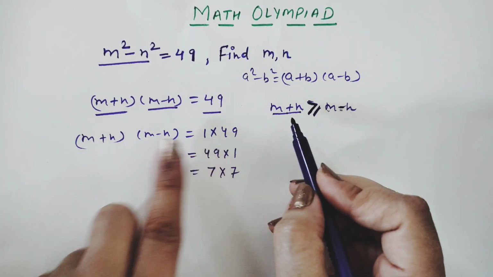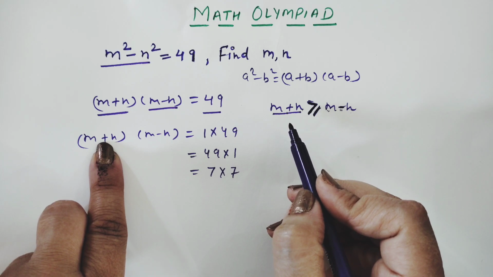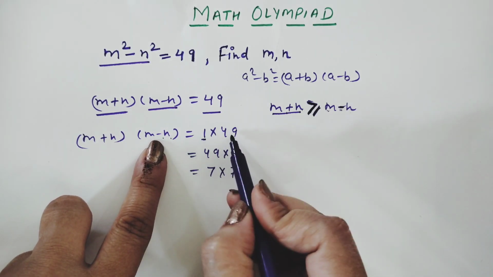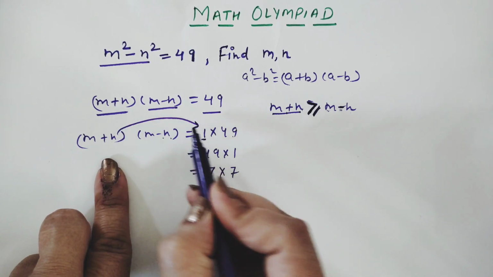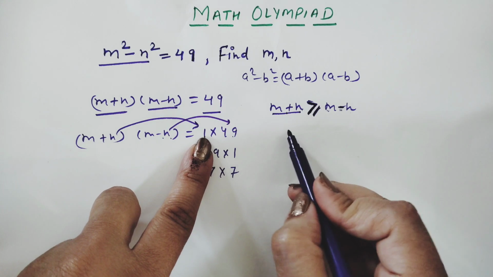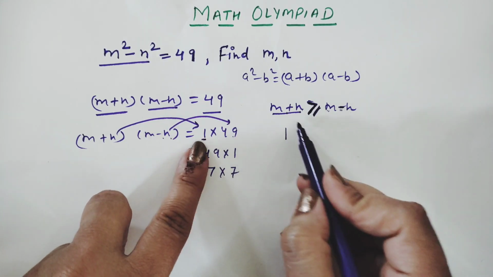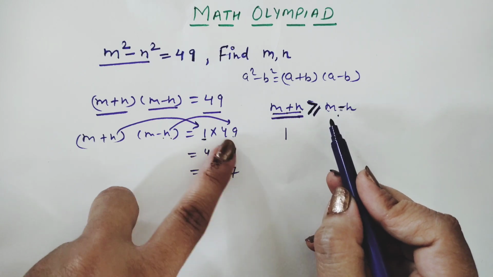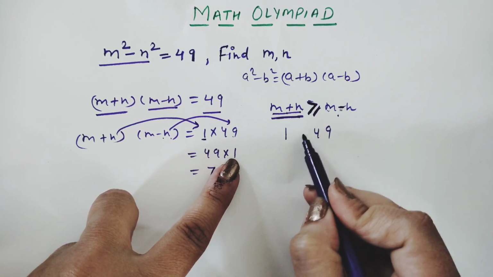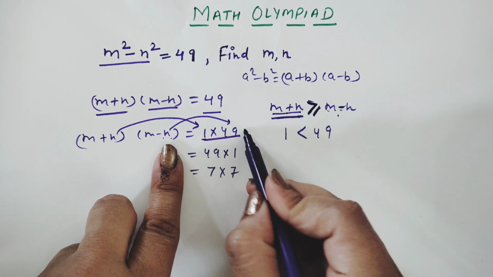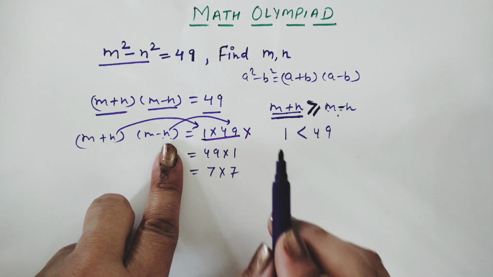First, m plus n is 1 and m minus n is 49. So m minus n is 49, and 49 is greater than 1. So this way is not correct, and we will cancel it out.